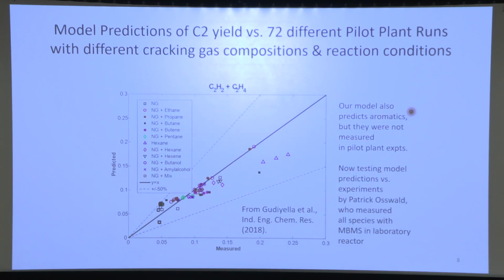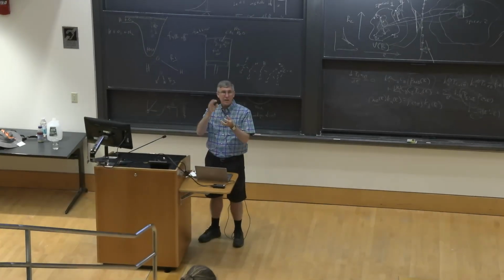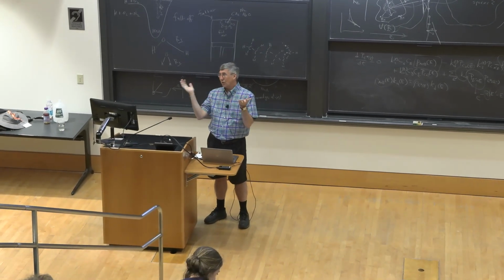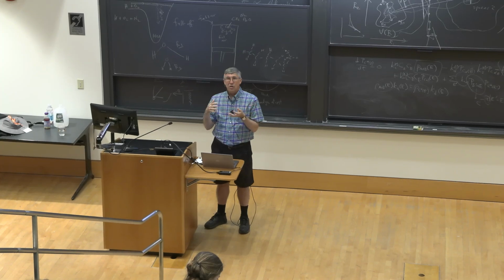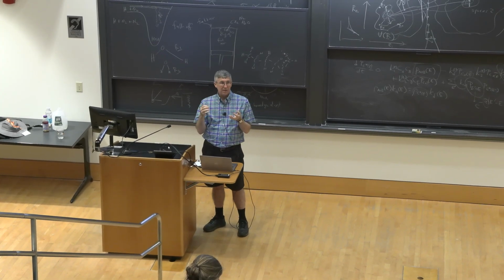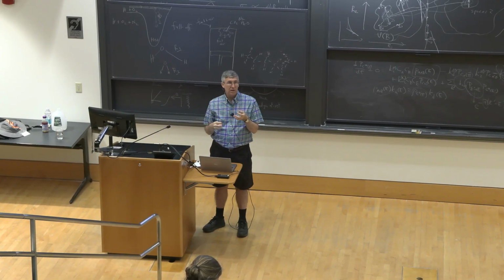Now, the model predicts that you should also form aromatics because in the system, if you didn't quench it fast enough, definitely you'll make a lot of smoke. If you take a hot fire and you squirt extra fuel in, you're going to make smoke, right? Everybody knows this. So surely you're making a lot of aromatics that are going to eventually form soot.